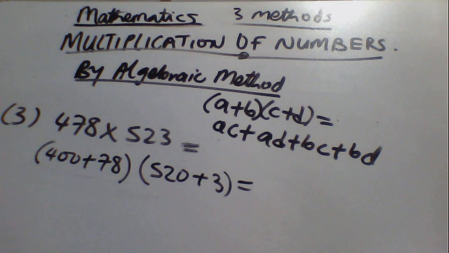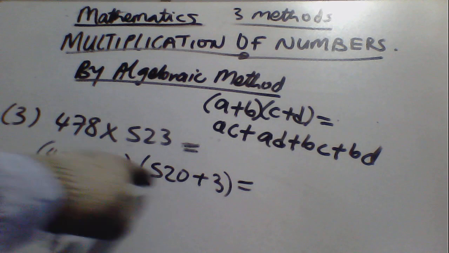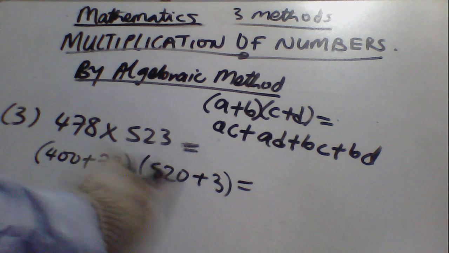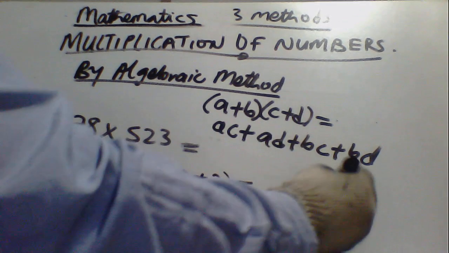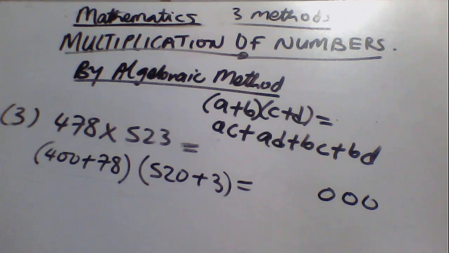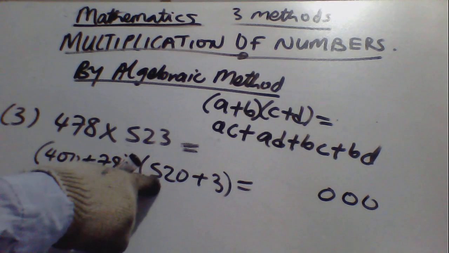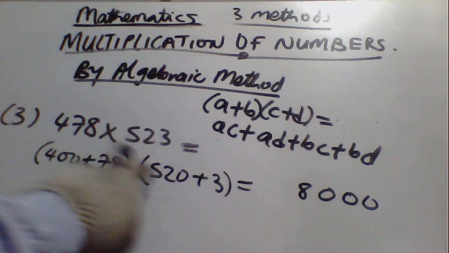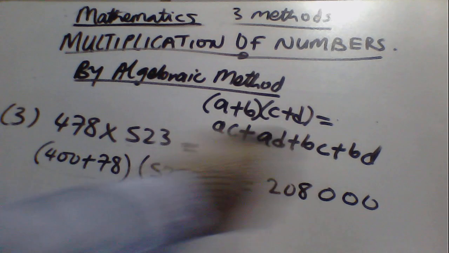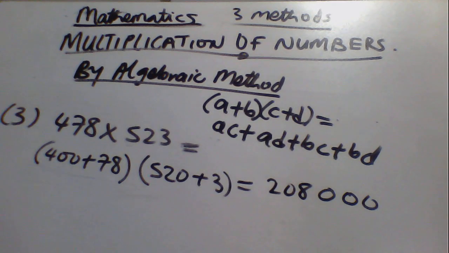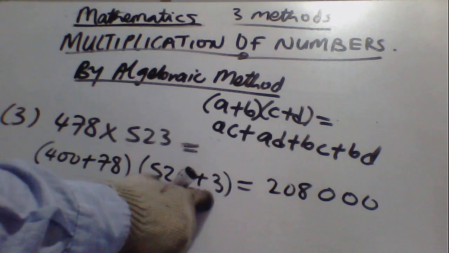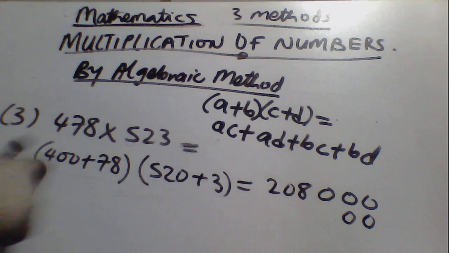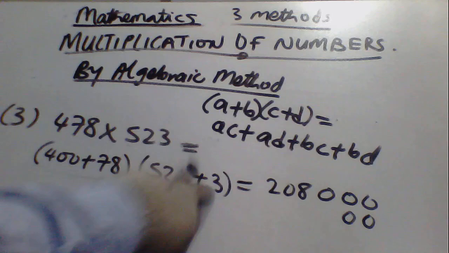So in this case, 400 multiplying 520, we have how many zeros? 1, 2, 3. So we have three zeros. It's the same as 4 multiplying 52. 4 times 2 will give us 8. 4 times 5 will give us 20. That is done. 400 times 3, there are 2 zeros, so you can add the zeros. Multiply 4 by 3. 4 times 3 will give us 12.